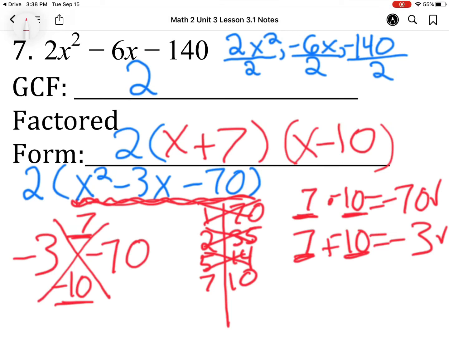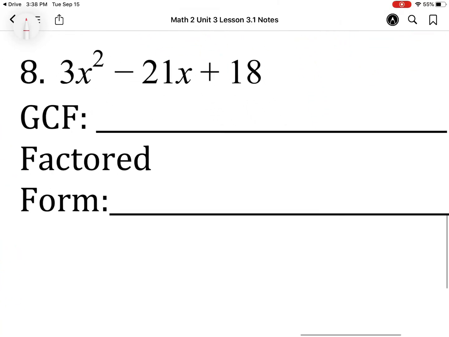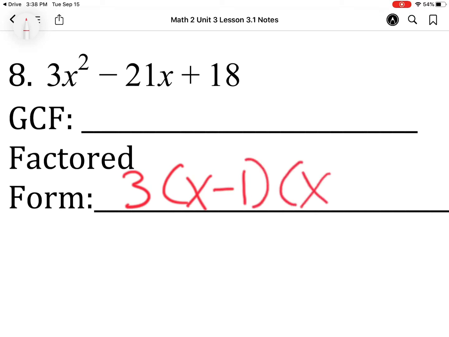All right. So I want you to pause the video and see if you can get the correct factored form for number 8. You should have gotten 3 as the greatest common factor, x minus 1 times x minus 6.